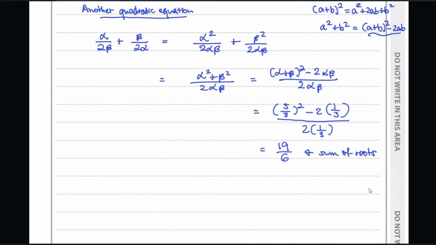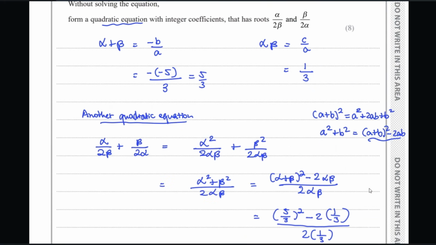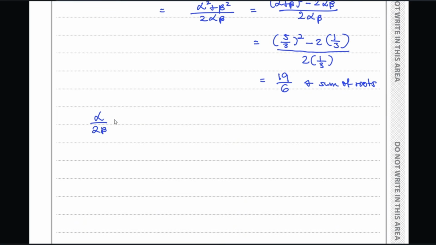Now let's try the product of roots. So alpha over 2 beta times beta over 2 alpha. This is the product of roots, and let's see what we get. So we get alpha beta divided by 2 times 2 is 4, 4 alpha beta. And we can cancel alpha beta top and bottom. So we end up getting 1 over 4. So this is the product of roots of the new quadratic equation.